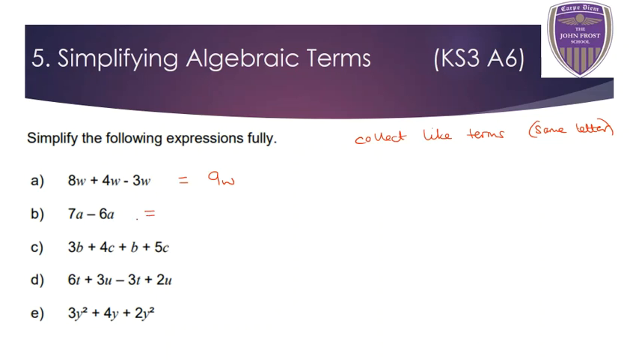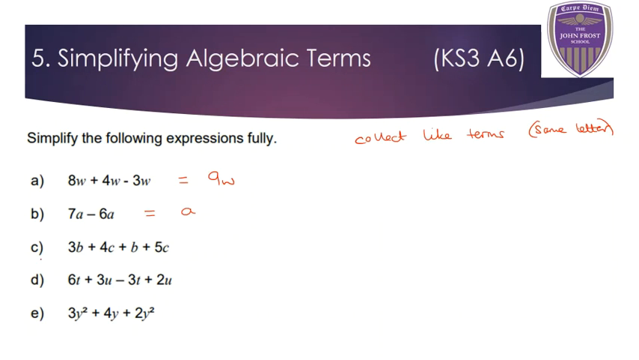Okay, right, question B, both terms have got an A in them, look. So if I've got 7A and I take 6A away, then that should be fairly obvious, hopefully, that it's just 1A left, all right? When you write 1A, you can just write A on its own. Okay, so any letter on its own with no number in front of it means 1. Okay, so if you see A on its own, that means 1A.